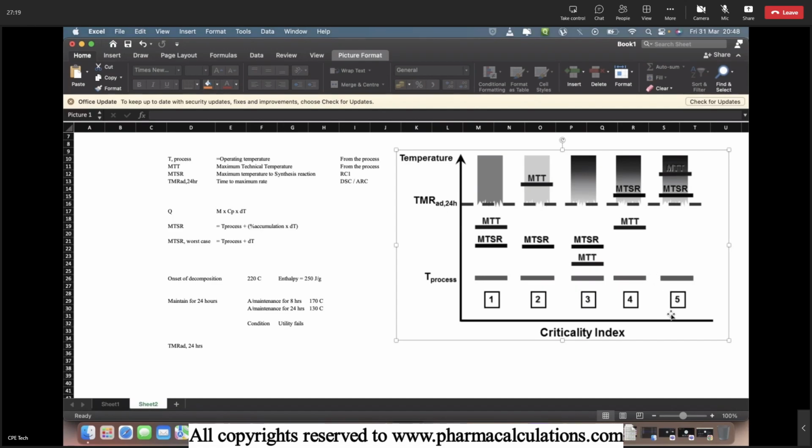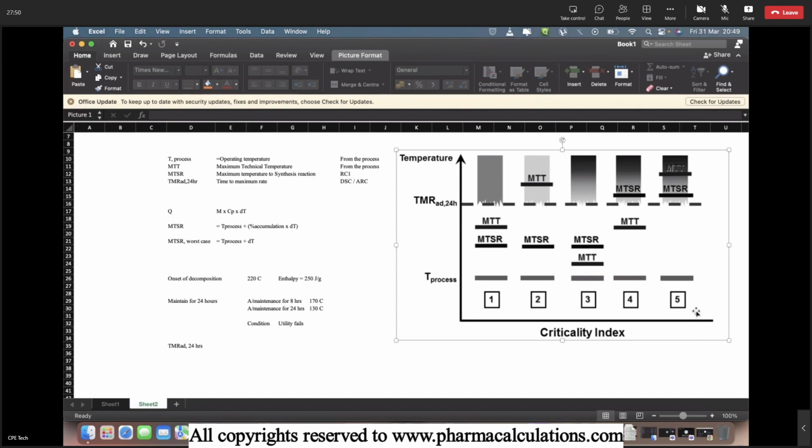And coming to class number 5, if you can see here, nothing is going to stop you, and also you cannot detect the decomposition. Why? Because your reaction mass has the potential to reach decomposition. The MTSR is beyond the decomposition temperature, and also the reflux, the boiling point of the solvent, is above the MTSR. That means nothing can stop you if you are careless.